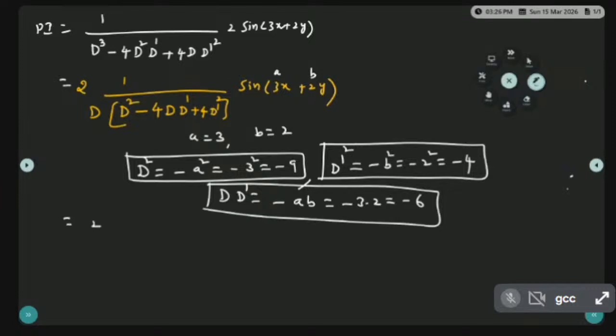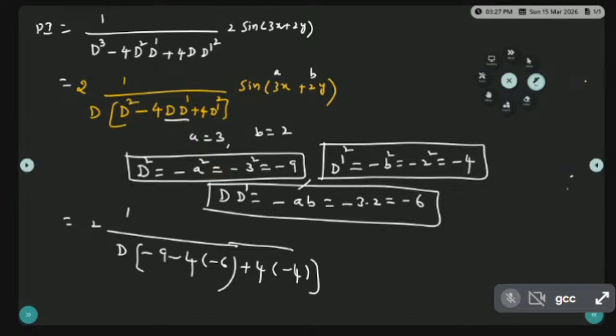Now, that is 1 by 2 into d square. D square equal to minus a square minus d square minus 5 minus 4 d dash. D dash I already calculated. Minus 6 plus 4 d dash square. D dash square is minus 4. Okay, into sine 3x plus 2y.